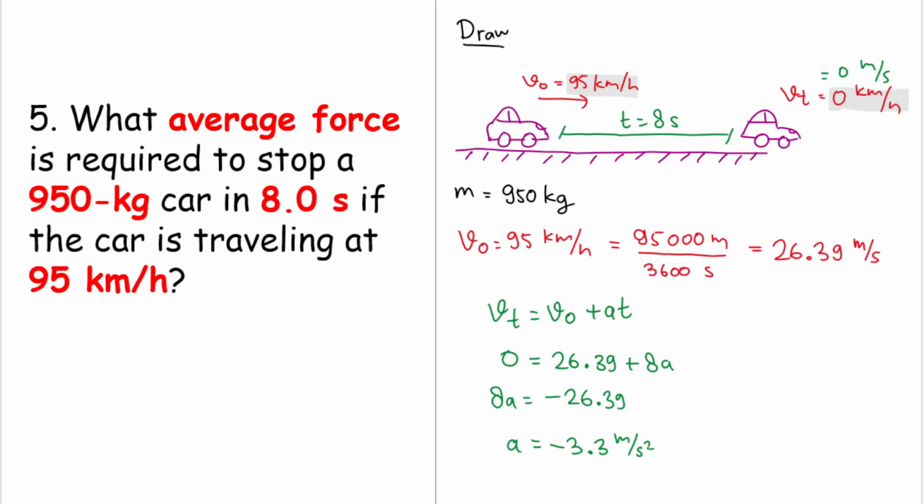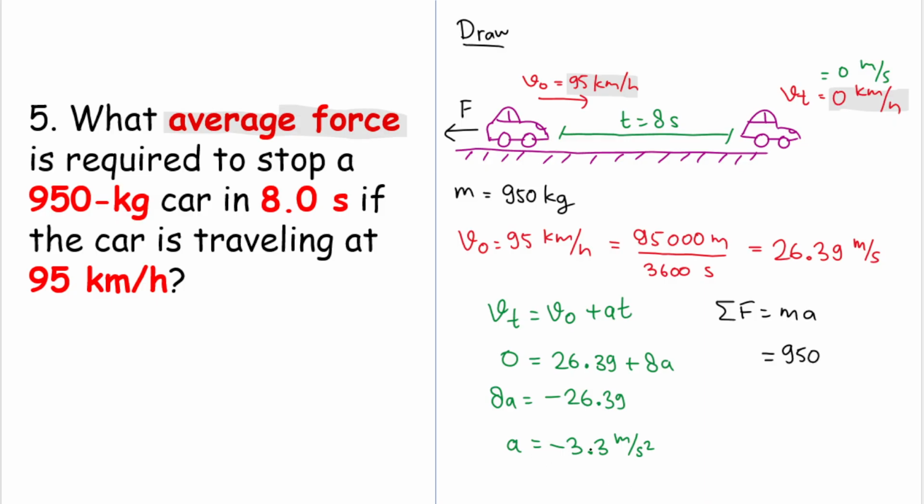Okay. But then we can calculate the average force. How to calculate that? We can use Newton's second law, right? The net force or the average force is just the mass times acceleration. So to stop the car, it has to be a force opposite to the car's motion, right? So we'll have this here, the F, and we will have the negative sign here. So we'll have the mass, that will be 950 kilogram.